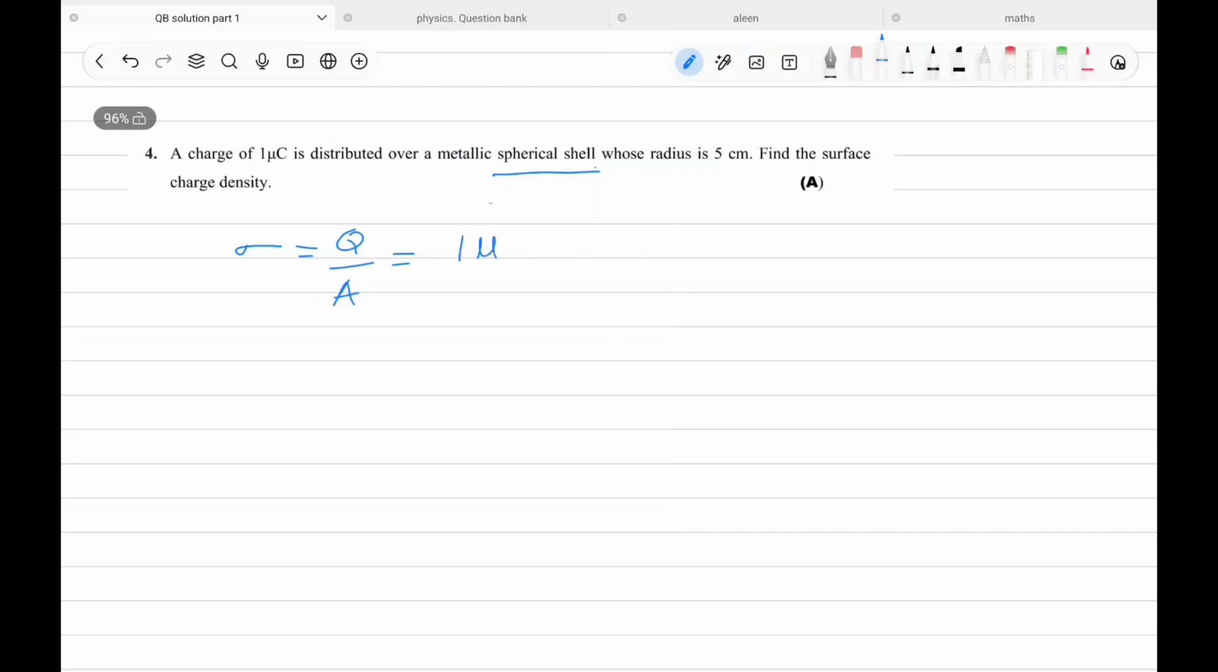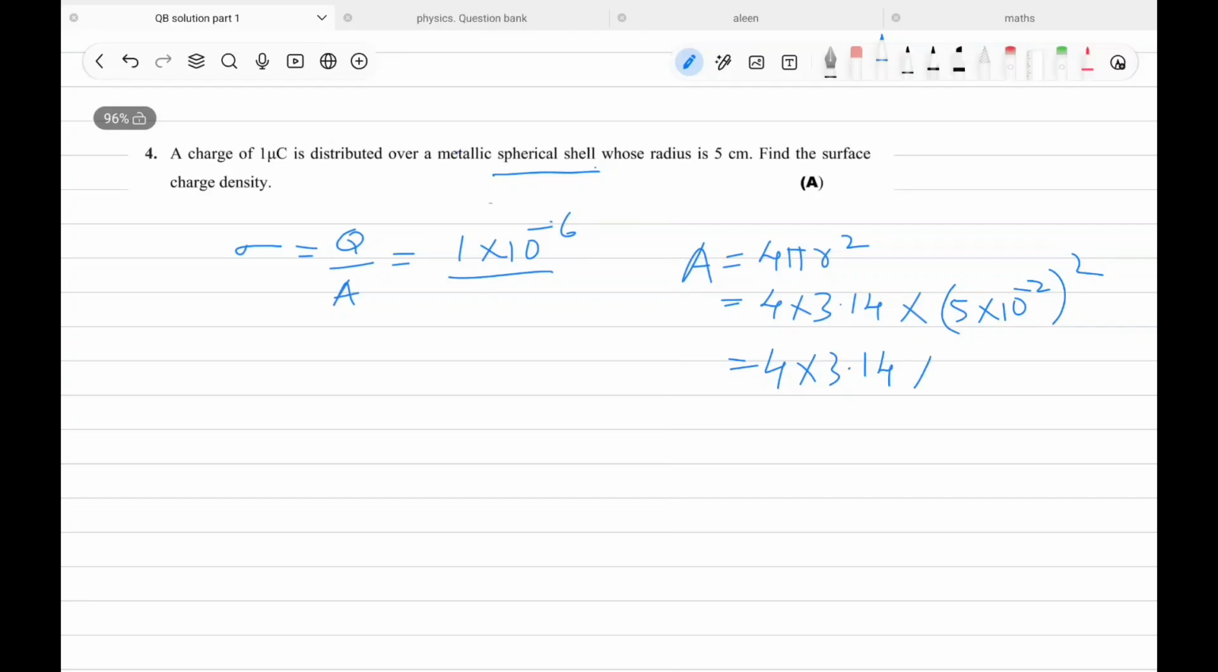Charge is 1 microcoulomb. For micro, we have to write 10 to the power minus 6 divided by area. Area of the sphere is 4 pi r square, the surface area of the sphere. You have to multiply 4 into 3.14 into 5 into 10 to the power minus 2 whole square, because r square is there. 4 into 3.14 into 25 into 10 to the power minus 2. Minus 2 becomes minus 4 because the square is there.